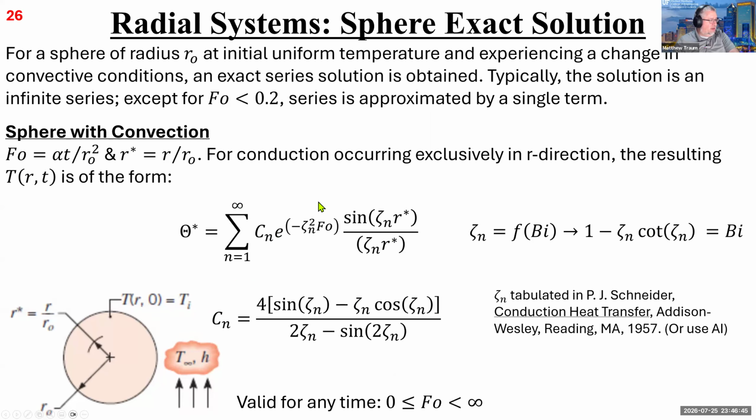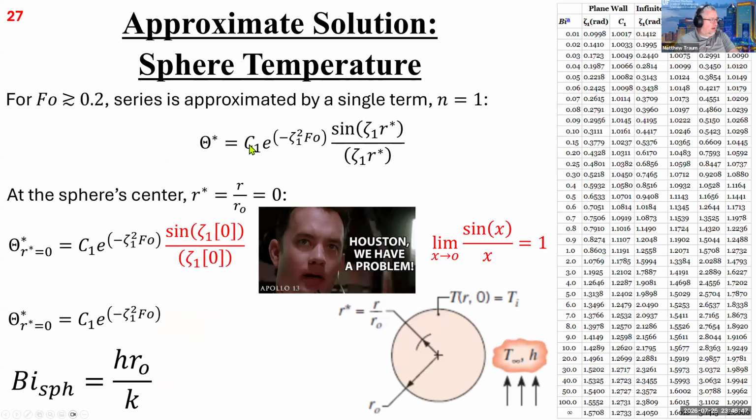All I'm doing is just pulling what's inside the sum out, and I'm just taking the first term. And here I've got r star, which, this is a sphere, so it's the radius of the sphere divided by, well, any spot inside the sphere that I'm interested in finding the temperature, that's r, and then r naught is the outer radius of the sphere, right? So at the sphere center, that's 0, right?